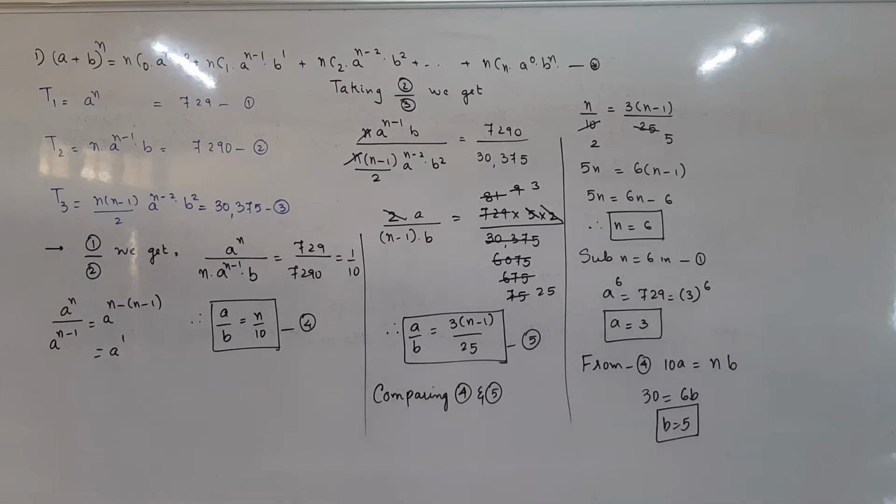So our final answer, students: a is 3, b is 5, and n is 6. This is how, students, we solve and get the answer of a, b and n.